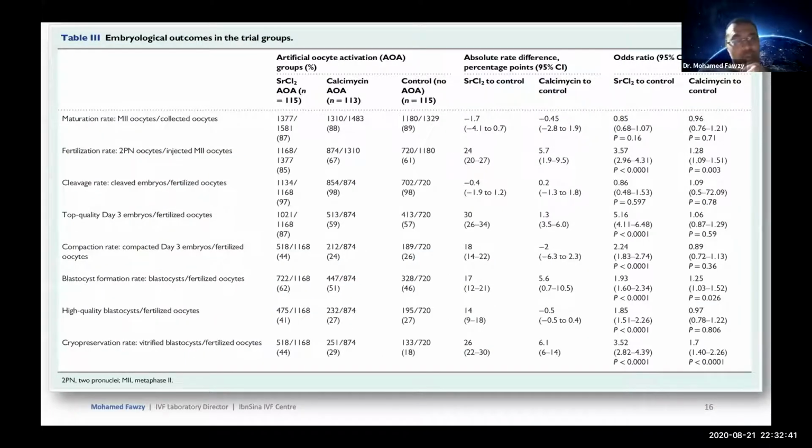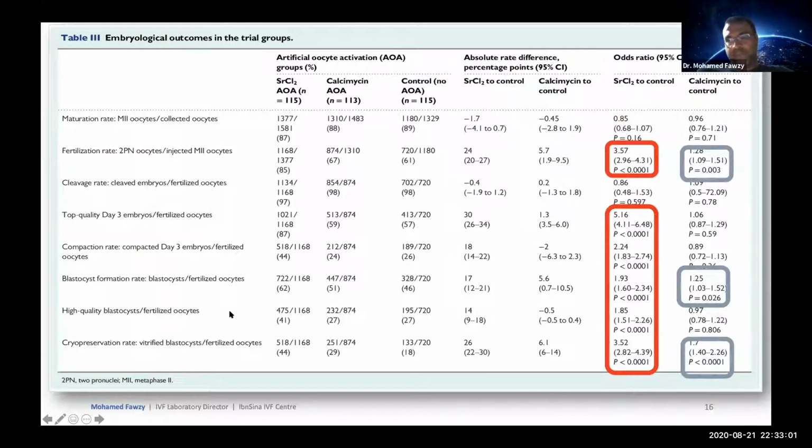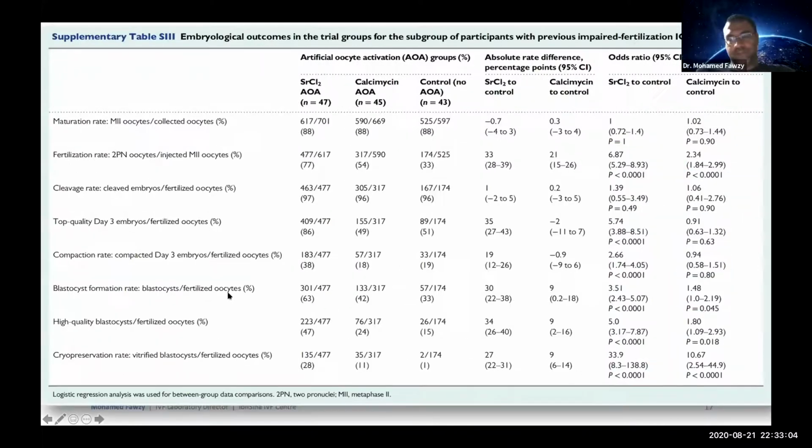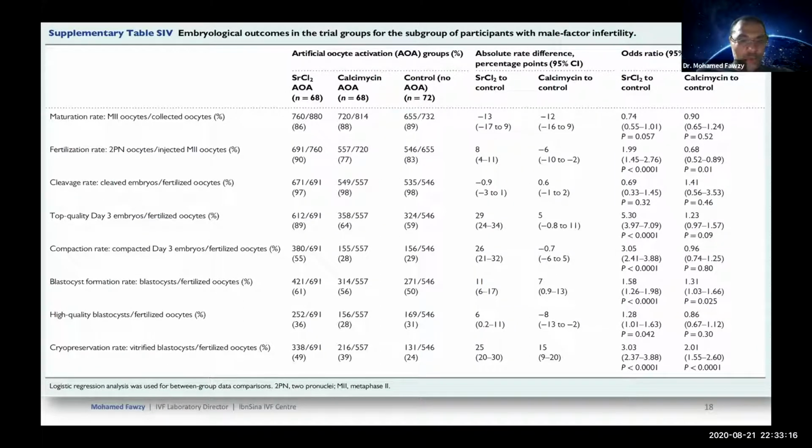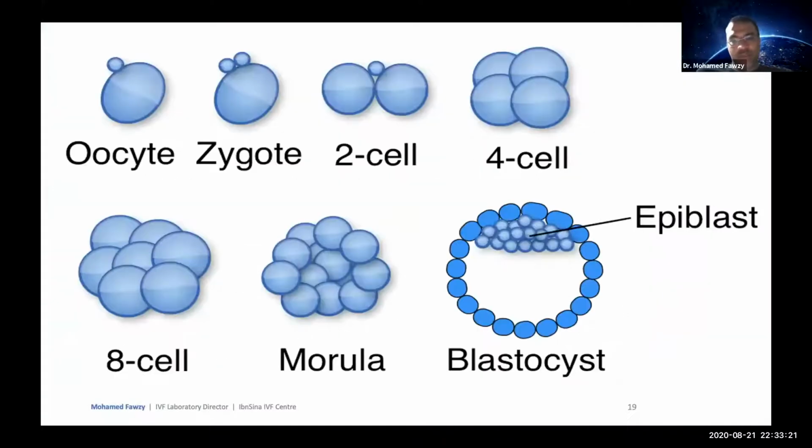The intention-to-treat analysis of this study for the embryo development revealed that, regardless of cleavage rate, strontium chloride significantly improved the fertilization rate and its consequence to blastocyst and cryopreservation rate. For cycles of previous impaired fertilization but normal semen parameters, strontium chloride was found to improve embryo development more effectively than calcimycin compared with ICSI alone.